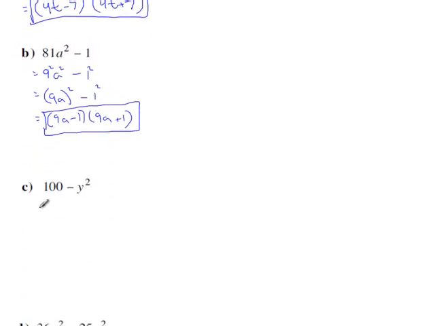Part C. So we have the minus something squared already. The 100 needs to be written as something squared as well. So 100 equals 10 squared. So this is really 10 squared minus y squared. Now it's in the right format. Your a term is 10, your b term is y. So this equals (10 minus y) times (10 plus y). No trouble. And that's done.